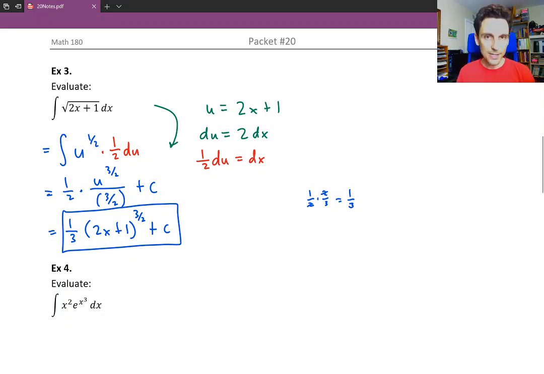Again, always double check, especially at the beginning when you're just learning these new methods. Always double check by taking the derivative and making sure that you get back to the square root of 2x plus 1. And don't forget your chain rule.